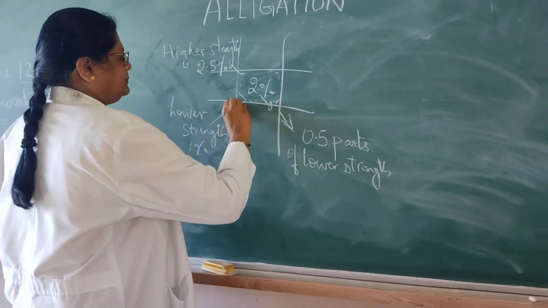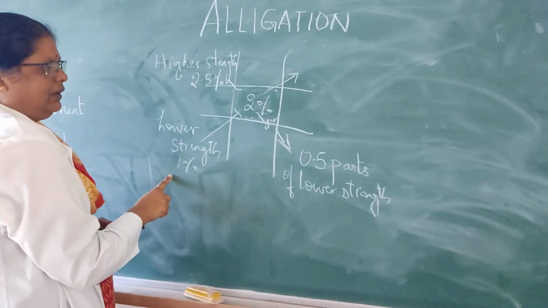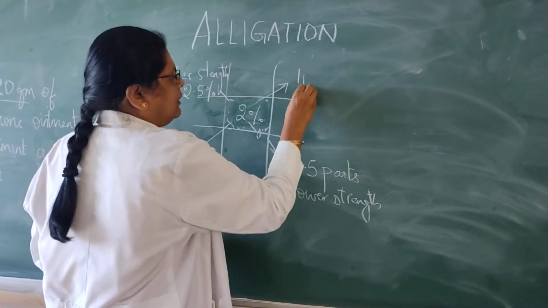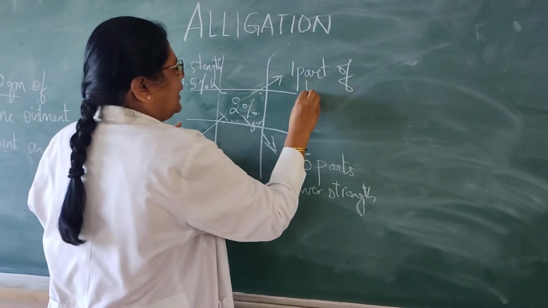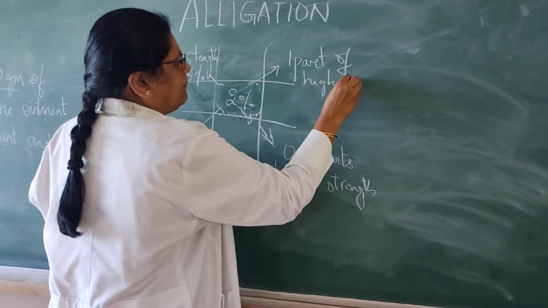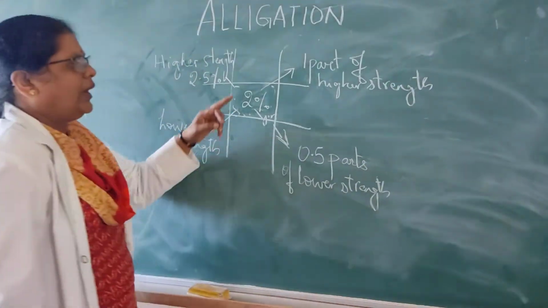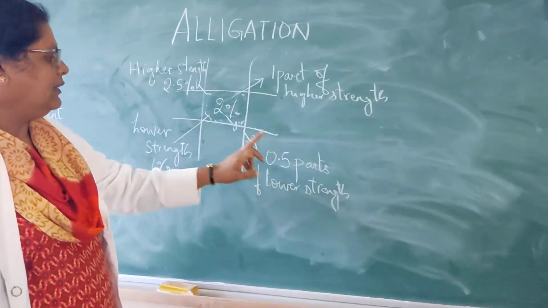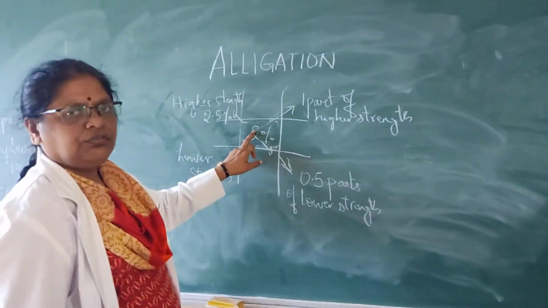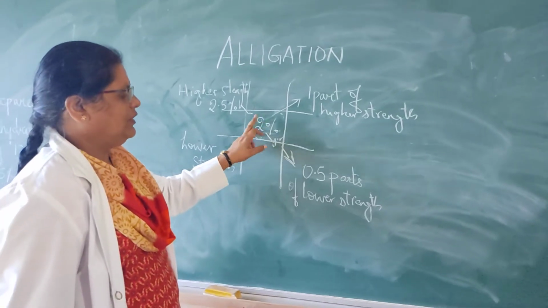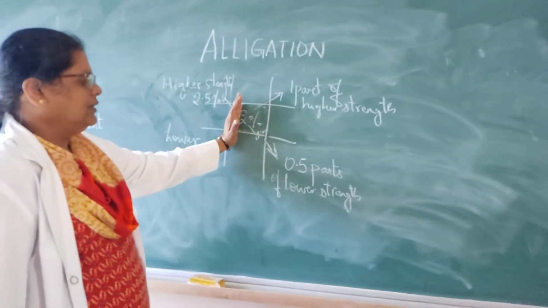Vice versa, 2 minus 1, that is 1 part of higher strength. So if you mix 1 part of higher strength and 0.5 parts of lower strength, you will get a preparation of 2%. So this is with respect to the parts to prepare the desired strength.